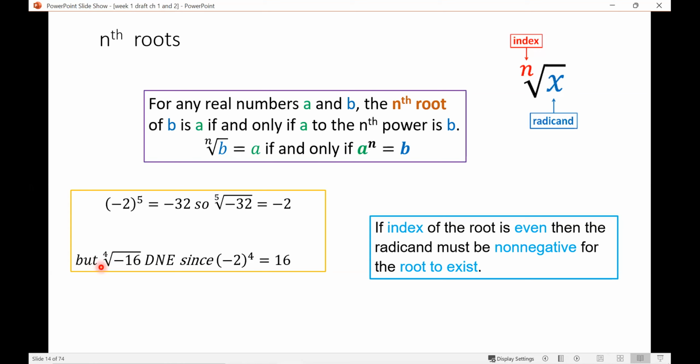Okay. But we can't take the fourth root of something like negative 16 because there is no number that when raised to the fourth power is going to give you a negative number, right? Any even power will always have positive results. So we can't take an even root of a negative number, right? So what I'm saying is if the index of the root is even, then the radicand has to be either 0 or a positive number in order for this root to be a real number.